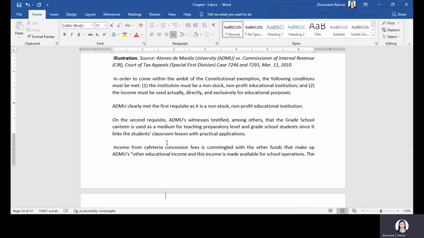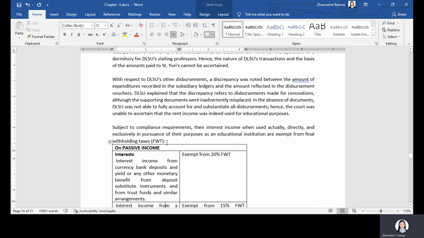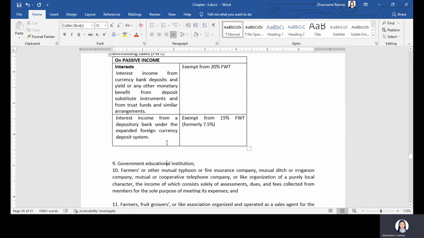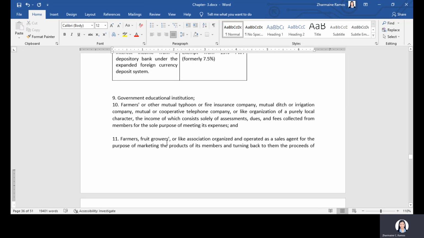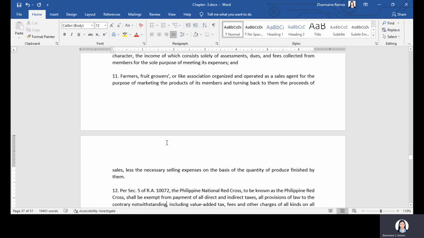Next is the government educational institutions. Siyempre, yung mga public schools or mga pinatayo ng government. Farmers or other mutual typhoon or fire insurance company. Yung mga yan, tax exempt. Farmers, fruit growers, or like association organized and operated as sales agent for the purpose of marketing the products, ay tax exempt.